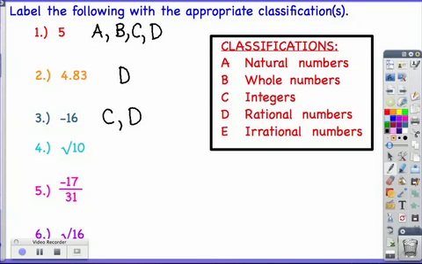Is each statement true or false? If it is false, give a counterexample, which is an example that proves your point. Pause the screen until you have your answers, and then you may resume. Number 1, all whole numbers are integers. This is true. Number 2, all integers are whole numbers. This is false. For example, -7 is an integer that is not a whole number.